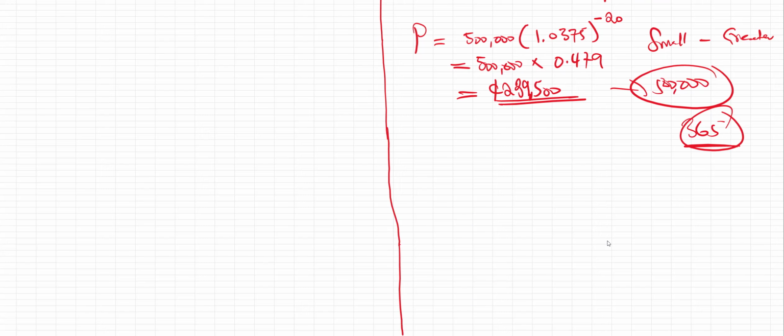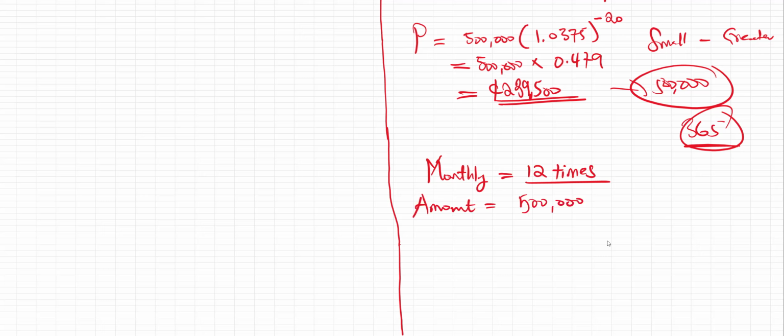So, what if interest was compounded monthly? Now we'll charge interest 12 times. So if interest is charged 12 times, our amount we had in the future was 500,000. So what was our rate? We know it's 15%, rates are quoted per annum. So we divide this by 12.